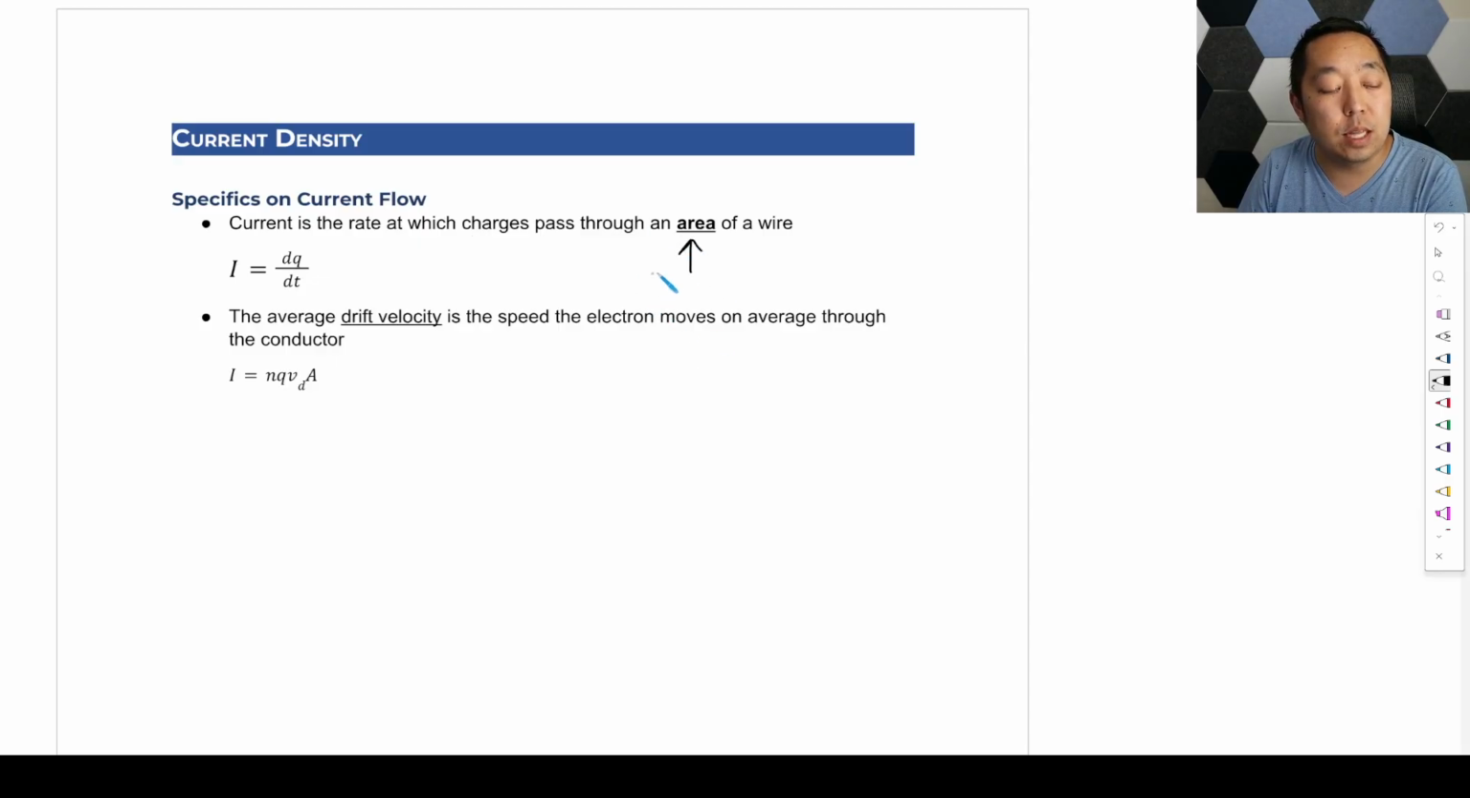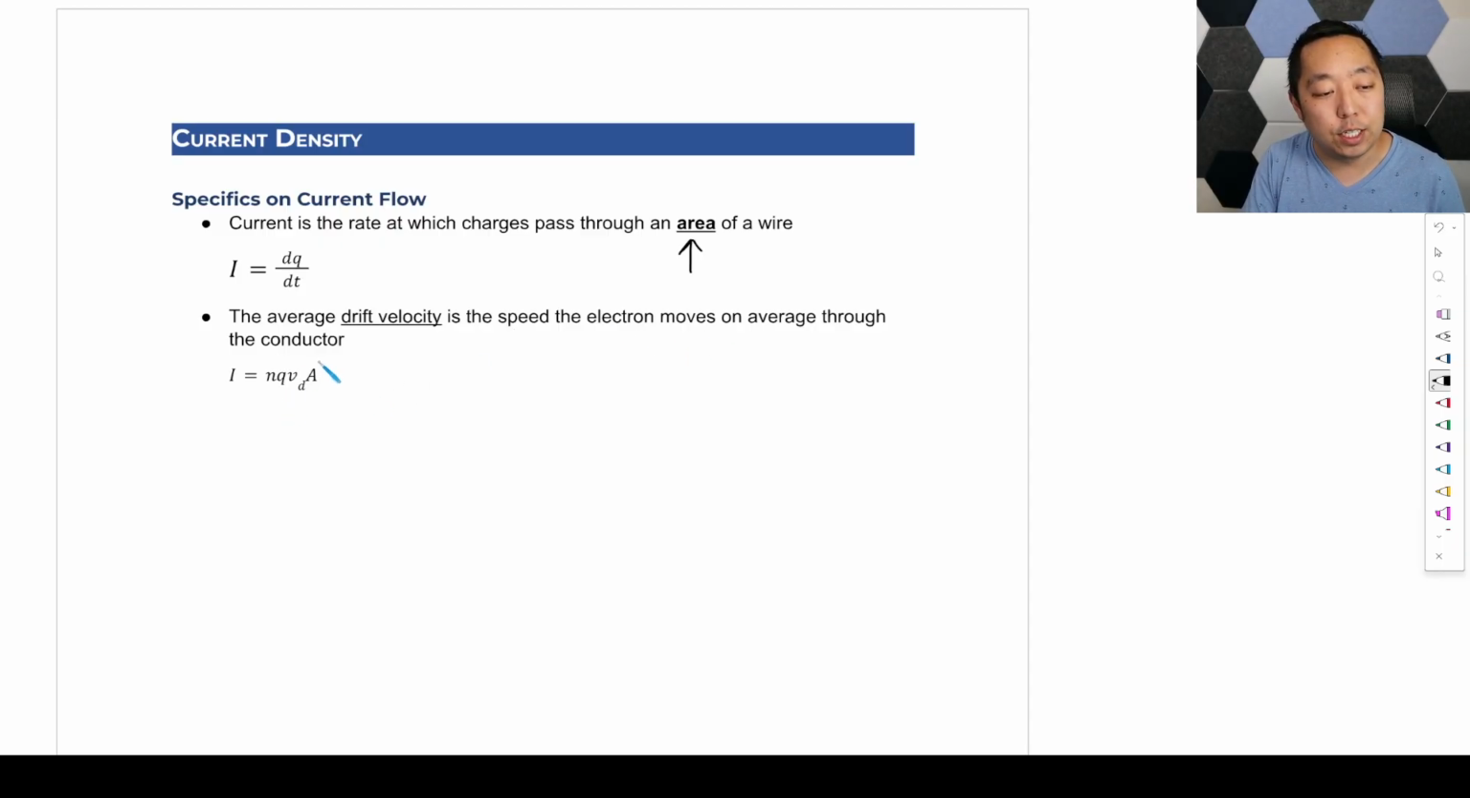That's generally how we would call the current itself. And the average, so what's happening, right? These charges are moving at an average speed. We call the average drift velocity the speed that an electron moves on average through the conductor.